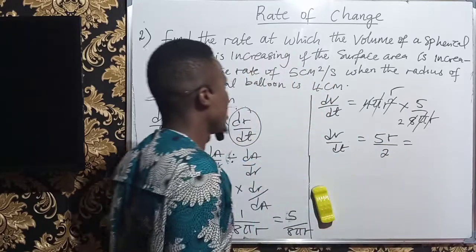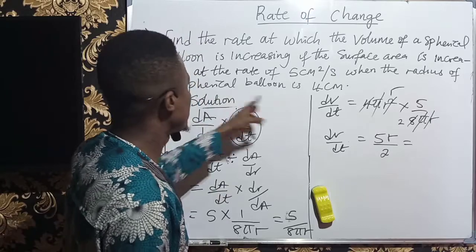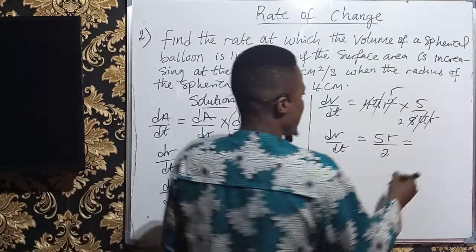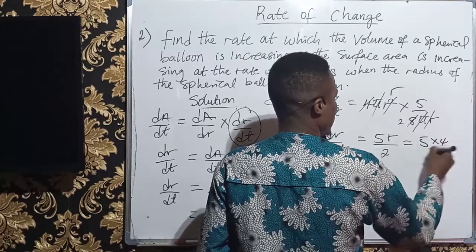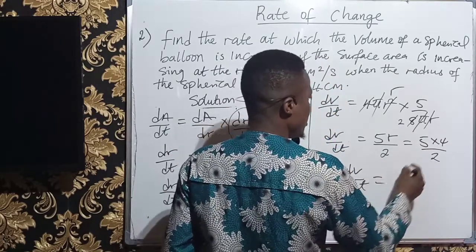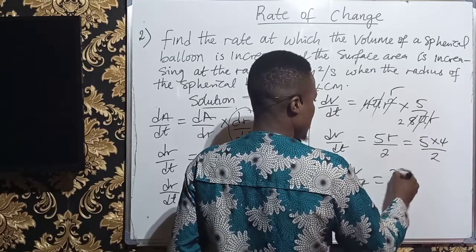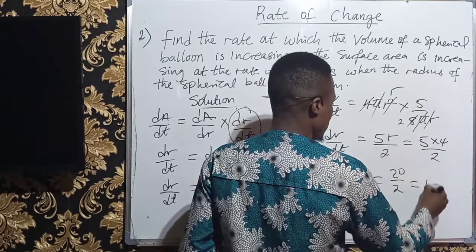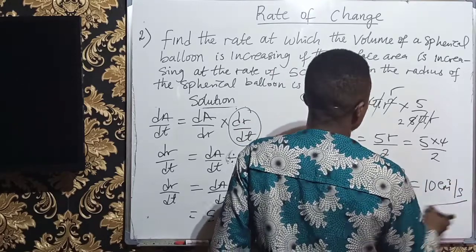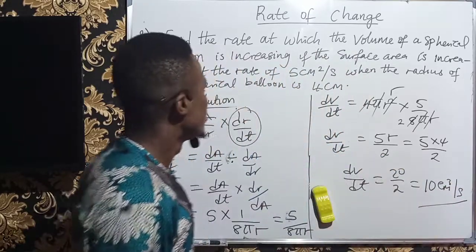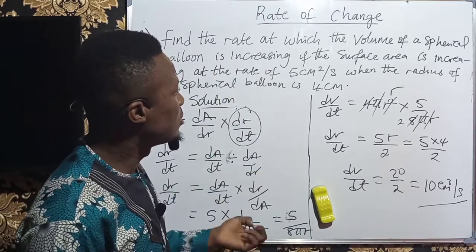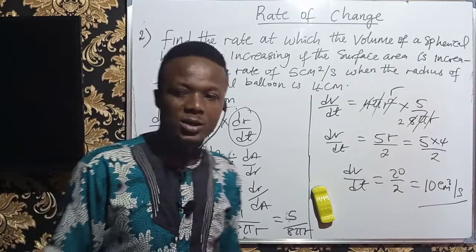But what is the value of r? I am told that my radius is 4 cm. So I'll just plug in 4 for r here. I shall have 5 times 4 all over 2. So my dV over dt will give me 5 times 4 is 20 all over 2, and 20 over 2 will give me 10 centimeter cube per second, because volume is in cube. So the rate the volume is increasing with respect to time will give us 10 centimeter cube per second.